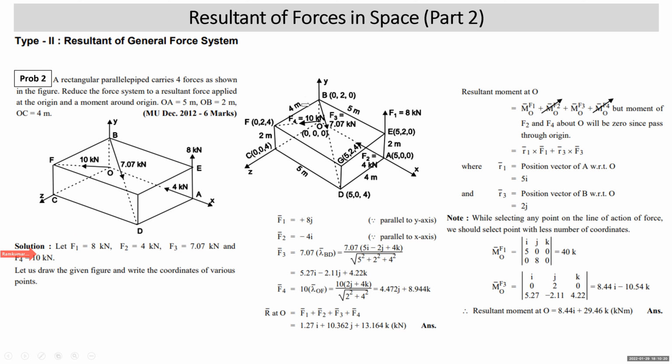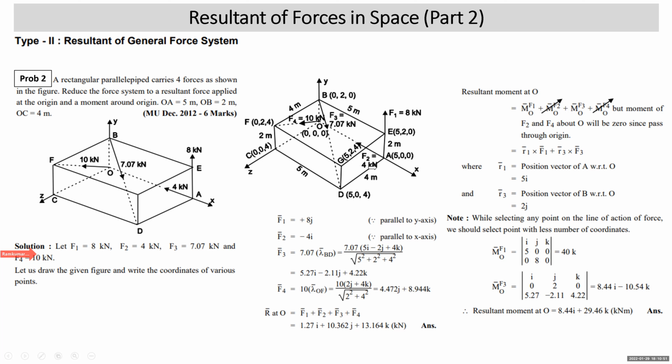Now we need to write the coordinates of various points where these forces are passing. Students, it's a 3-dimensional figure. This is the x-axis, this is the y-axis, this is the z-axis. So first we write the coordinates of points lying on the axes, like point A. Dimensions of this box: OA, the length of the box along the x-axis, is 5 meters. OB, the height of the box along the y-axis, is 2 meters. OC, the dimension of the box along the z-axis, is 4 meters.